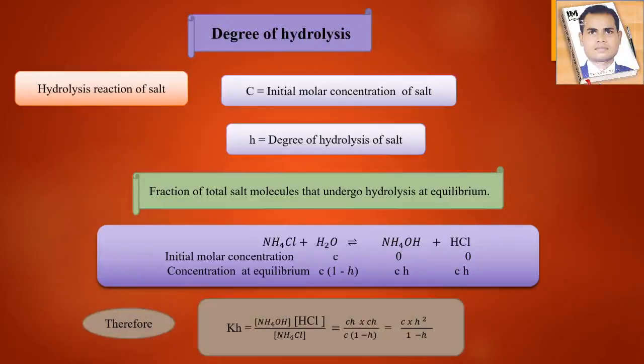And therefore the hydrolysis constant Kh is equal to NH4OH in bracket, HCl in bracket, divided by NH4Cl, that is the concentration of products divided by the concentration of reactant, as is the term we have to write here. It is equal to ch into ch divided by c in bracket 1 minus h, and this c and this c will get cancelled, so remaining c into h square divided by 1 minus h.